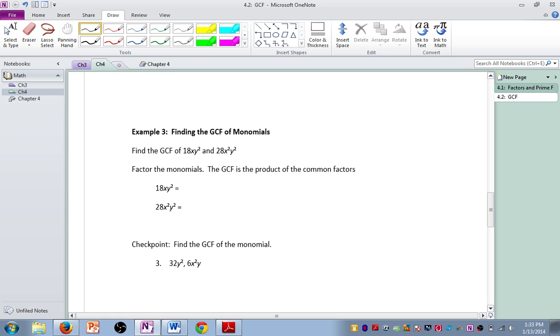We can also find the GCF of monomials. We're going to factor out the monomials just like we did in lesson 1. If I have 18xy squared, the factors of that are 2 times 3 times 3 times x times y times y. When I factor out 28x squared y squared, I get 2 times 2 times 7 times x times x times y times y.